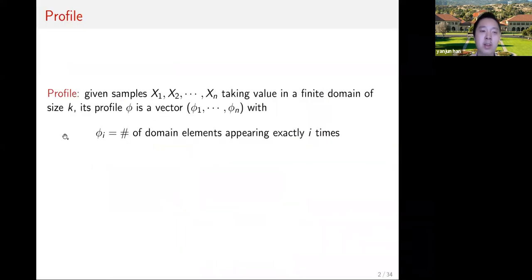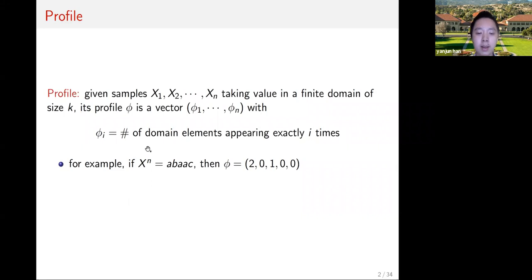Before introducing what the profile maximum likelihood is, let's begin with the definition of the profile for discrete samples. Given the samples X1 to Xn, the profile of the samples is simply a summary statistic, an n-dimensional vector, phi 1 to phi n, where phi i denotes the number of domain elements appearing exactly i times in the sample. For example, consider a case where the samples are A, B, A, A, C. Then the symbol A appears 3 times in the samples, while symbols B and C both appear once. So there are 2 domain elements appearing once in the sample, and 1 domain element appearing 3 times. So the profile for these observations will be 2 0 1 0 0 in that example.